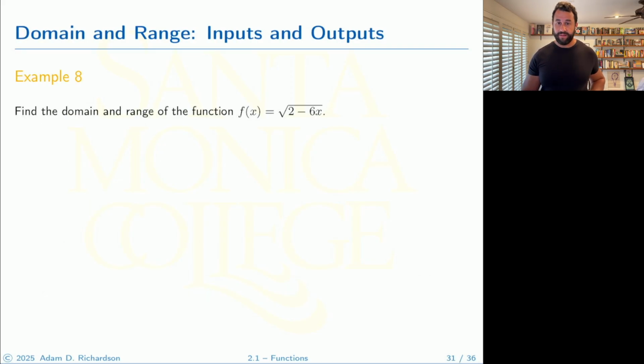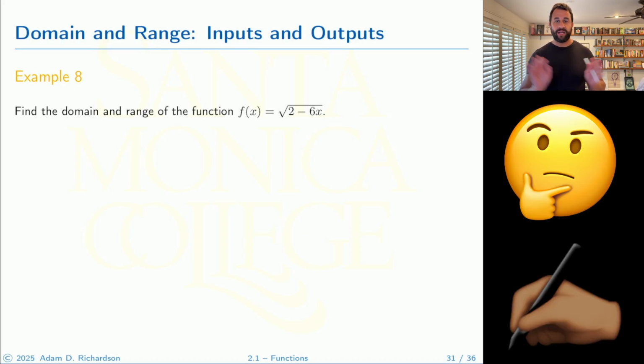Okay. All right. I'm going to give you this example. If you want to try this one on your own, you can. So maybe I'll say this. I'll just go right to it. Find the domain and the range of this function, f of x equals the square root of 2 minus 6x. I'll give you a second to try if you want to try.